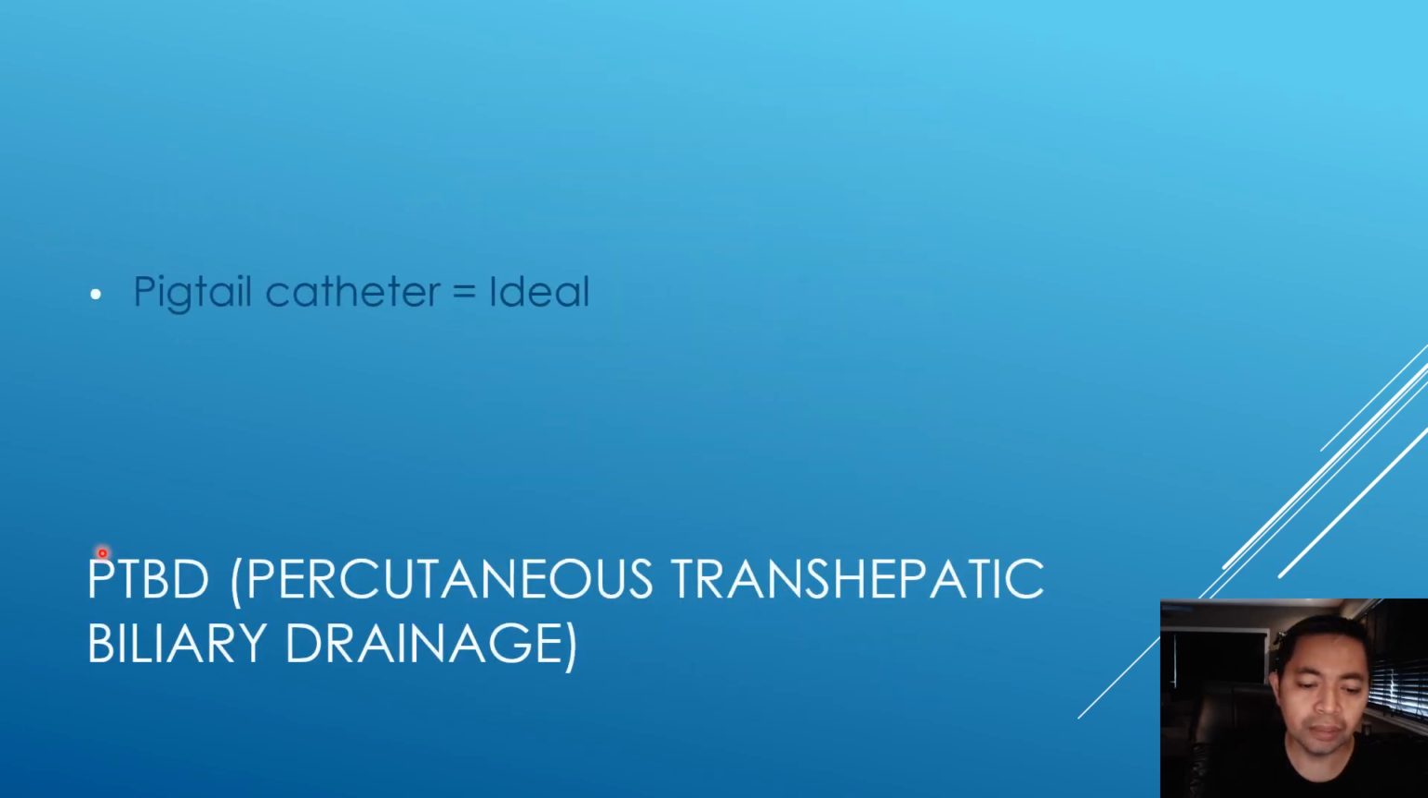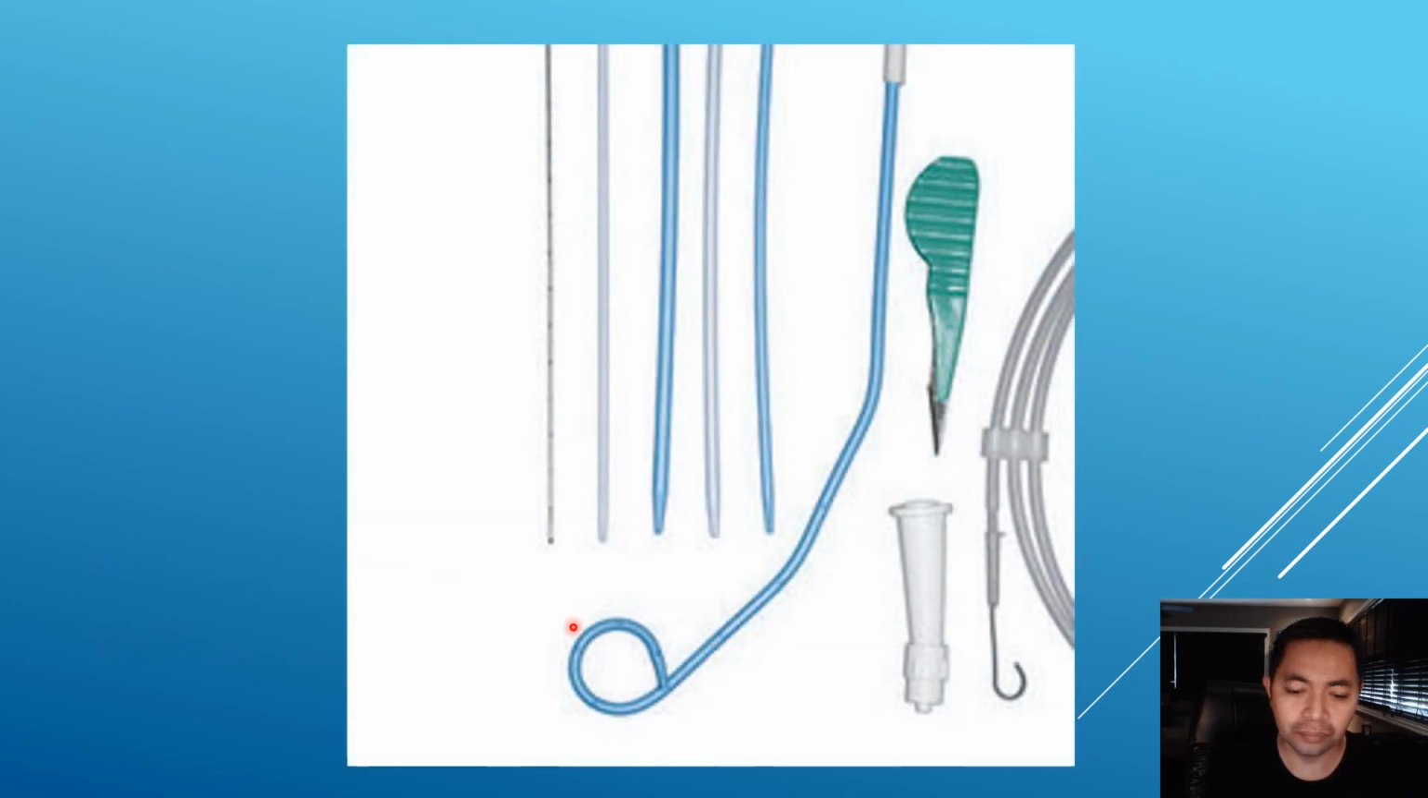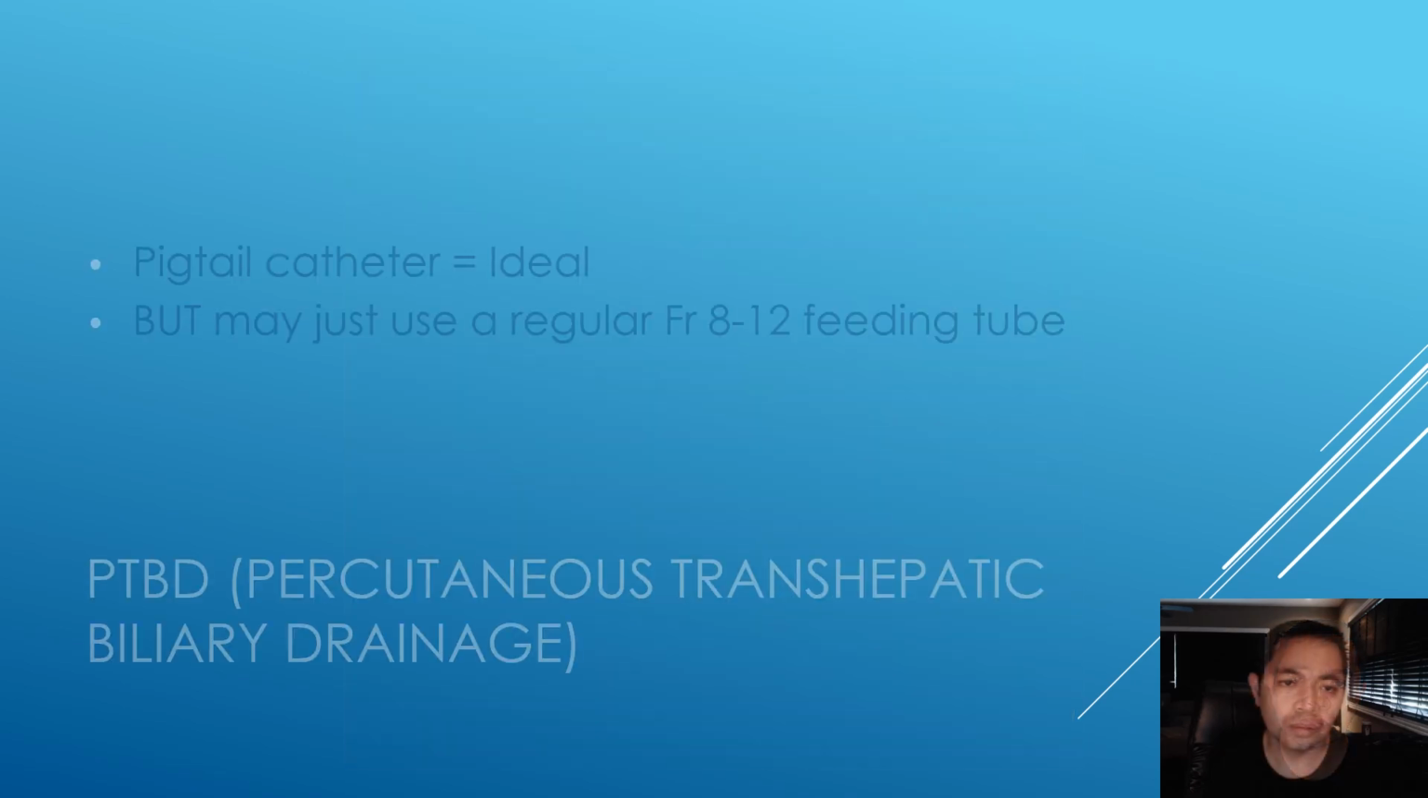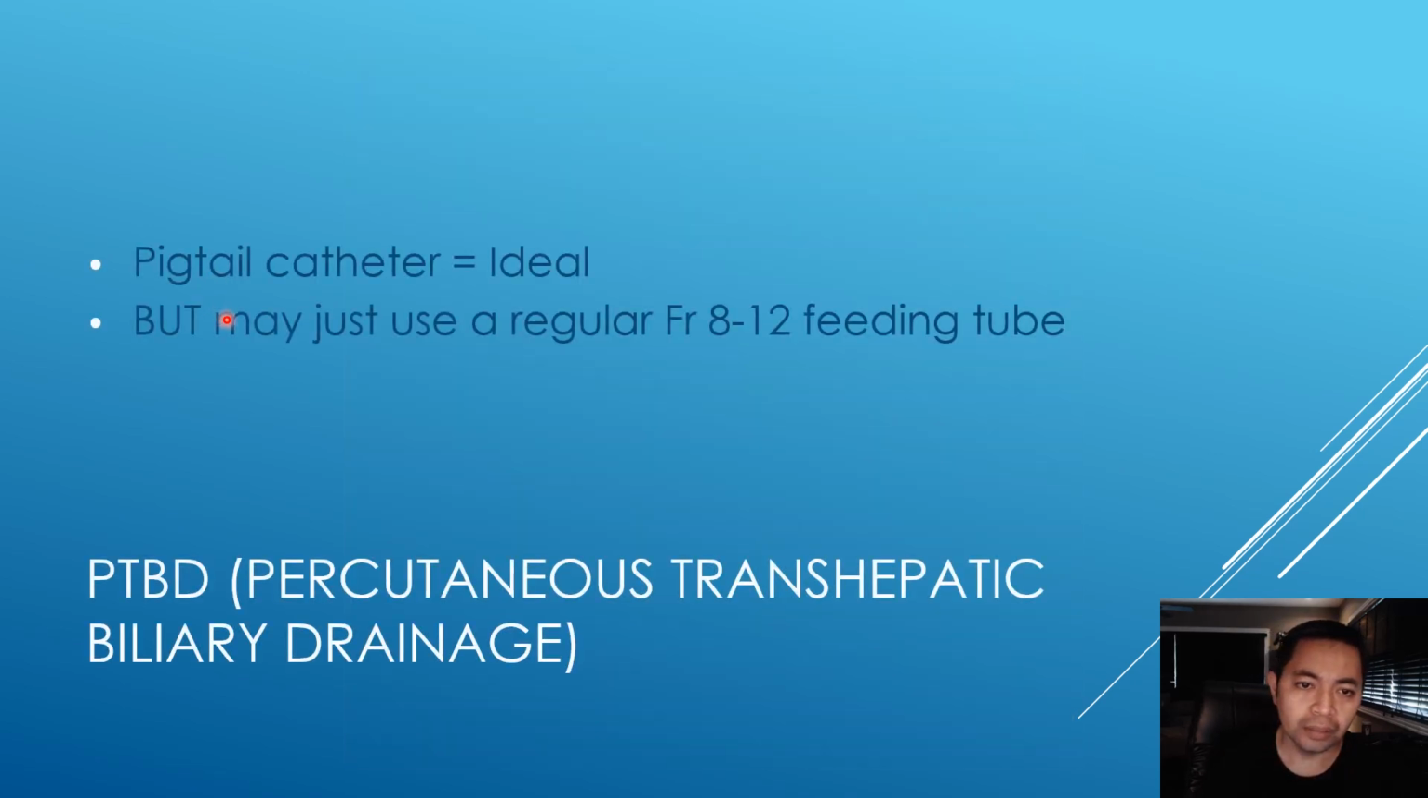In doing PTBDs, I found that using a pigtail catheter to be ideal. Pigtail catheters like this. But then again, during training in PGH, we just used regular French 8 to French 12 feeding tubes, which are very cheap, very cheap.